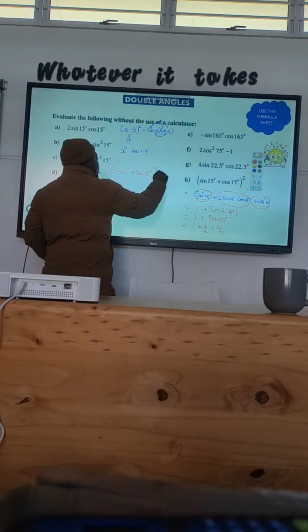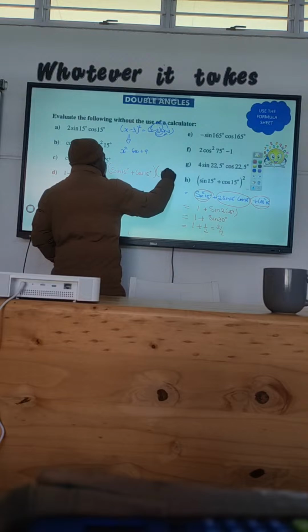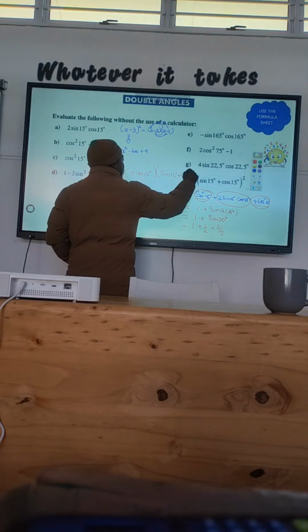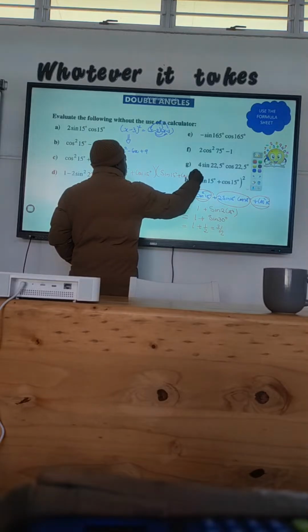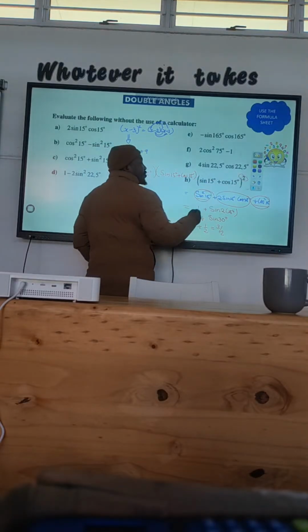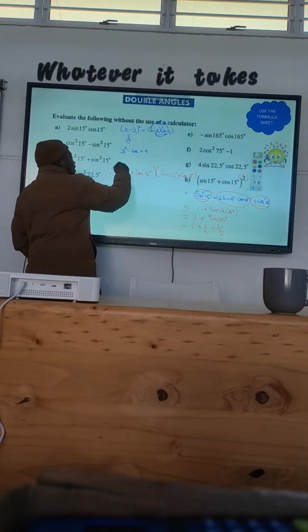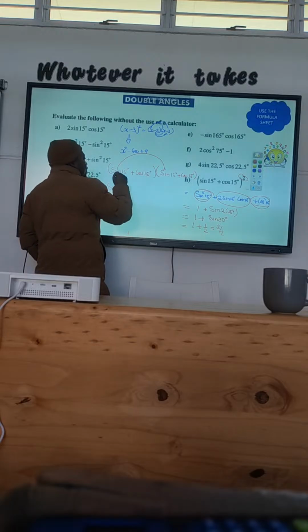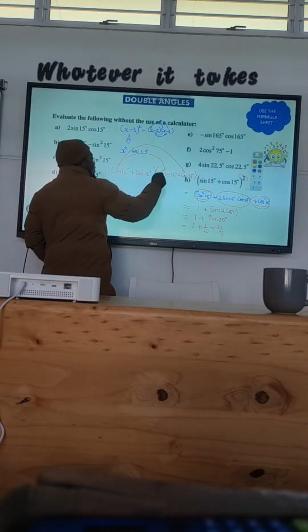If you use the FOIL method, you expand the bracket. Because the square is outside, you see? So you multiply this by that. Your answer gave you sine square of 15. Then you multiply this by that.